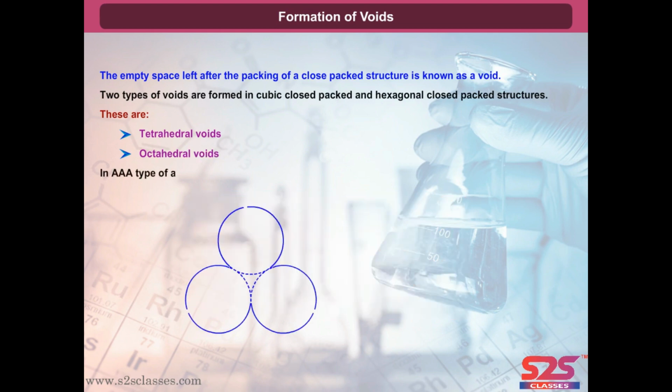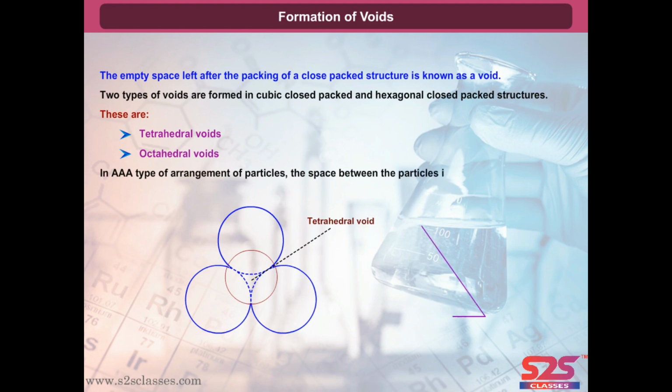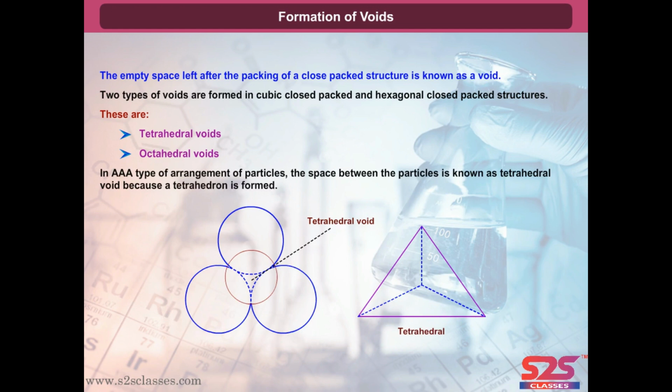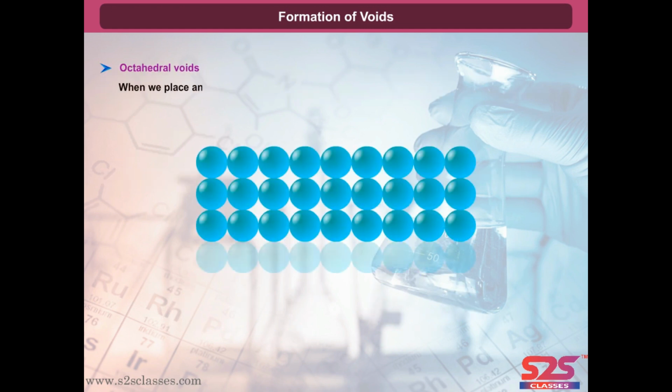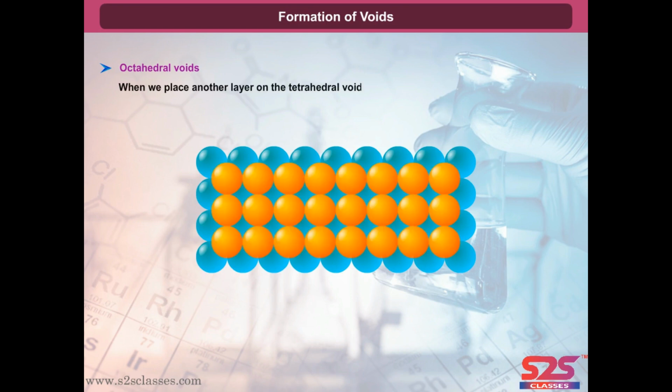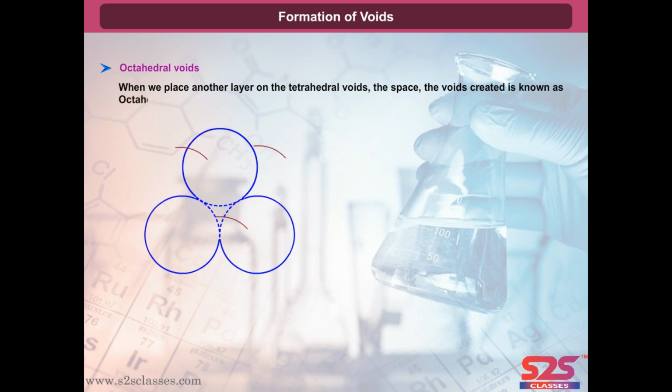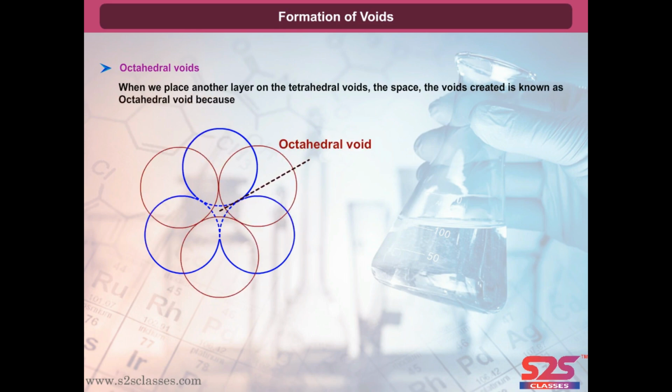These are tetrahedral voids and octahedral voids. In AAA type of arrangement of particles, the space between the particles is known as tetrahedral voids because a tetrahedron is formed. When we place another layer on the tetrahedral voids, the voids created are known as octahedral voids because an octahedron is formed.